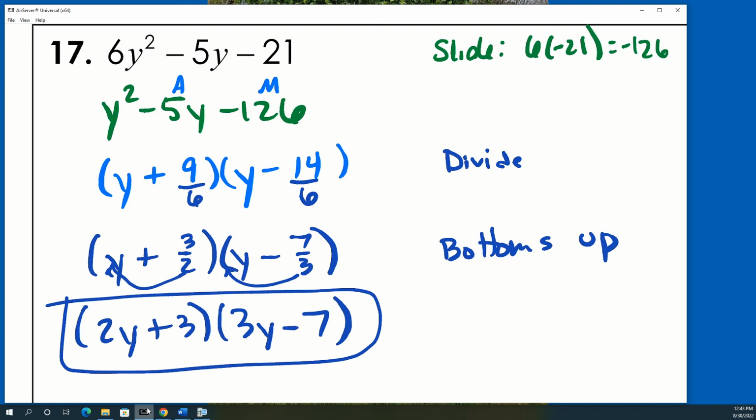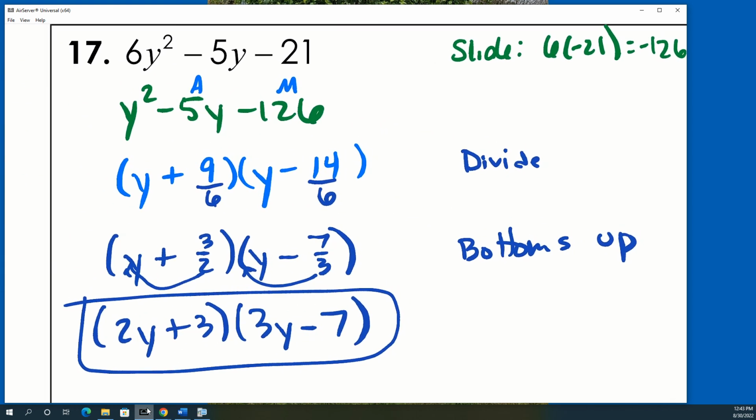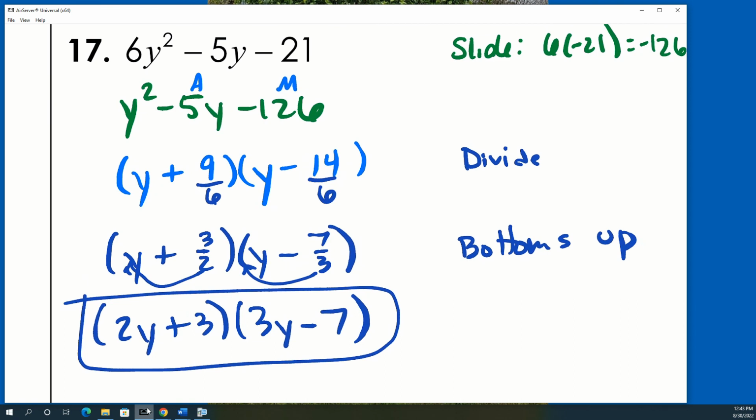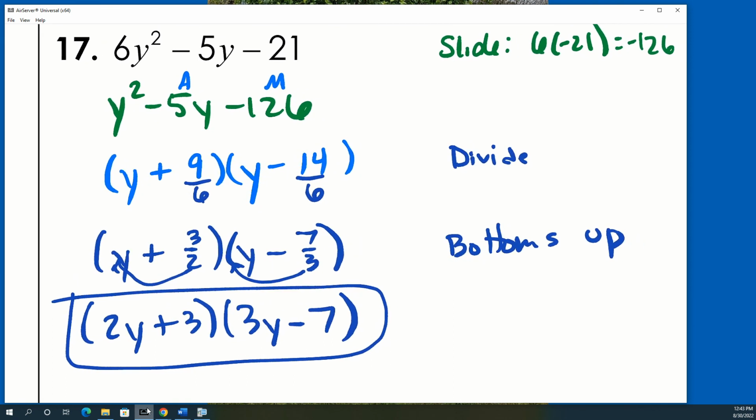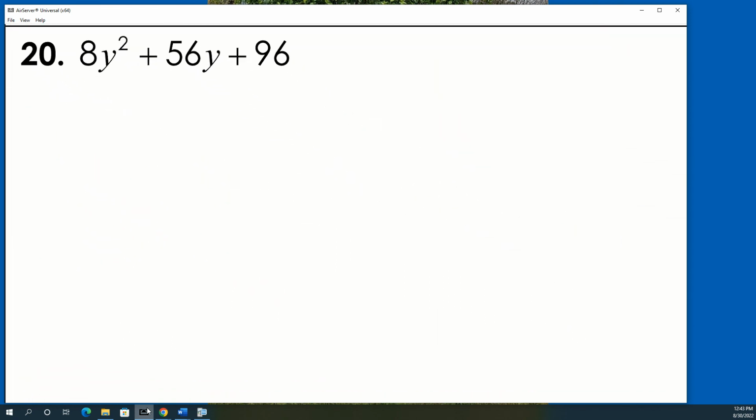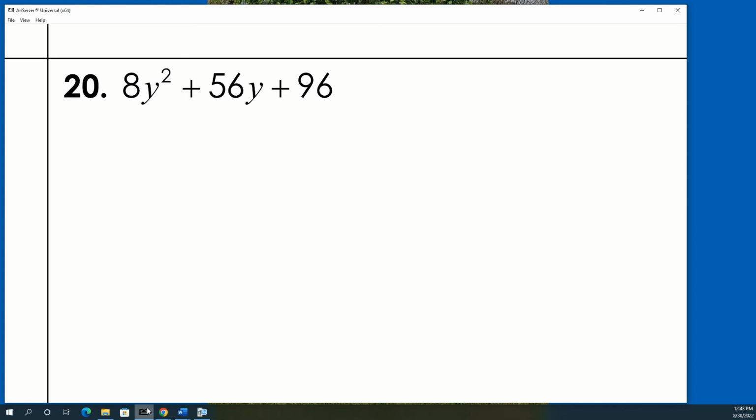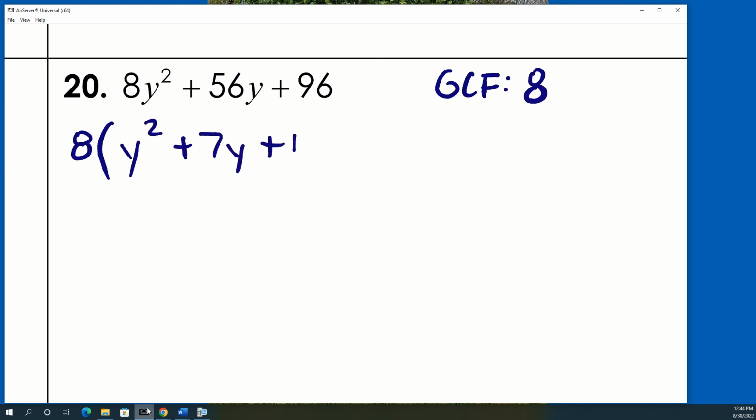All right, we are going to do one more together, and it's going to be number 20. Does number 20 have a greatest common factor? Yes, and it is 8. So if all your numbers are even, you definitely have a greatest common factor. But this one, the greatest, is 8. So we're going to divide 3 by 8, and then it's going to make this problem pretty awesome, actually.